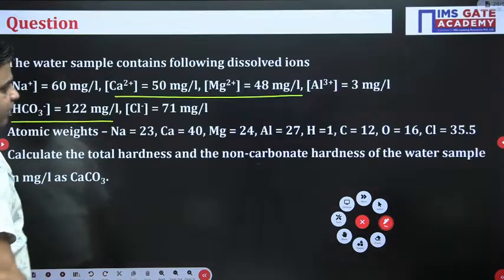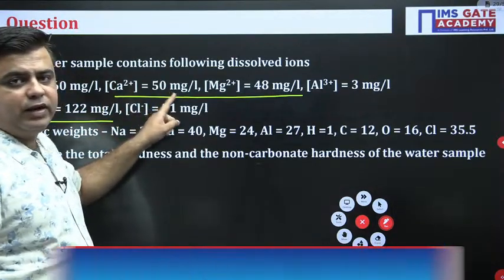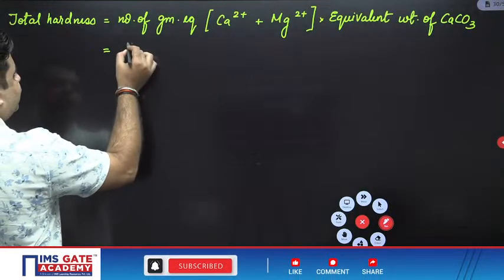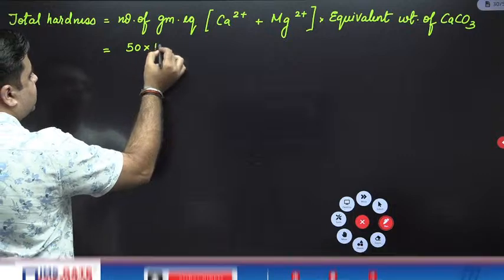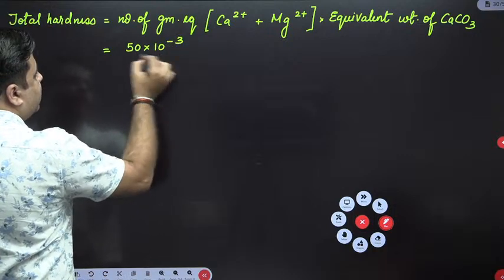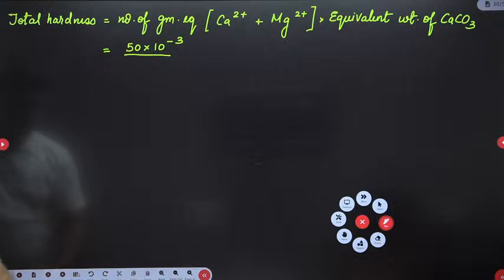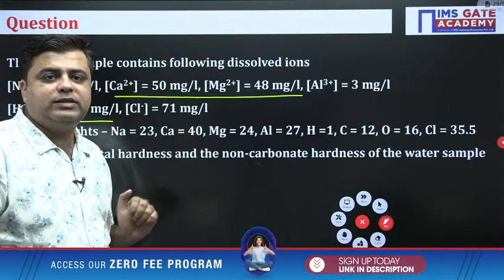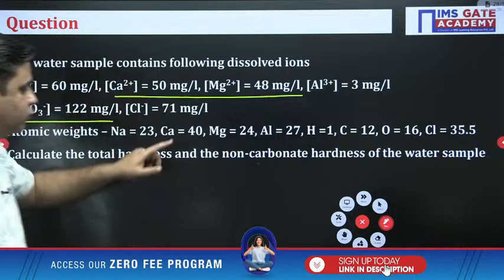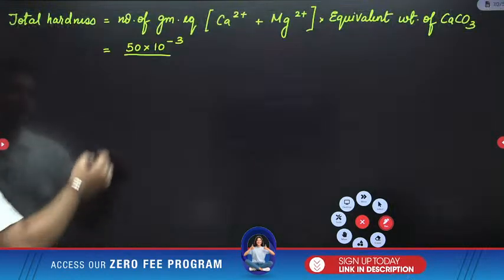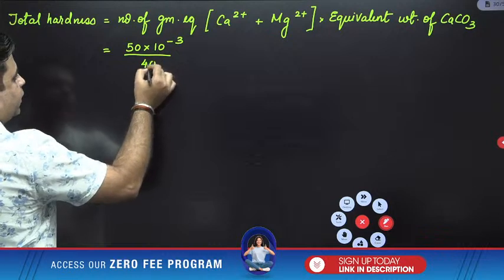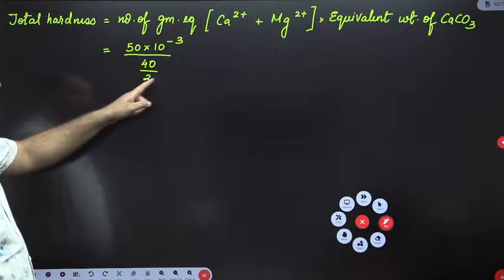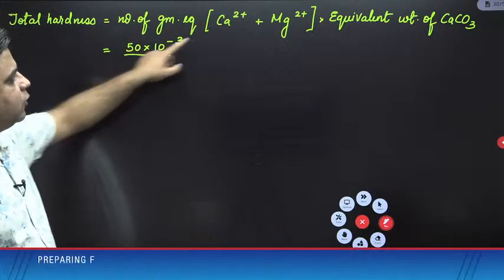The number of gram equivalents of calcium ion is the given weight of calcium ion, which is 50 milligram per liter. So I will write this as 50 into 10 raised to power minus 3 divided by the equivalent weight of calcium. Now, equivalent weight of calcium will be atomic weight of calcium divided by valency of calcium. The valency of calcium is 2, so that will be 40 by 2. This is grams, this is also grams, and this will give you the number of gram equivalents of calcium.